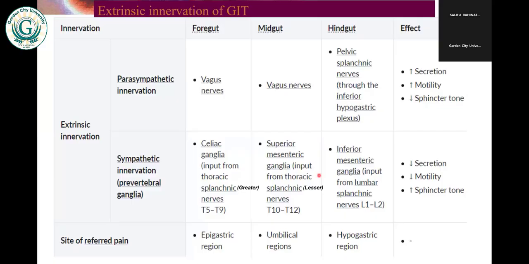What I'm saying is that in the GI tract, there are smooth muscles and glands. Those glands and smooth muscles are innervated by autonomic nerves. If they were skeletal muscles, they would be innervated by somatic nerves. So innervation of the GI tract is by the autonomic nerves. Now, for the autonomic nerves, we have the parasympathetic and the sympathetic.